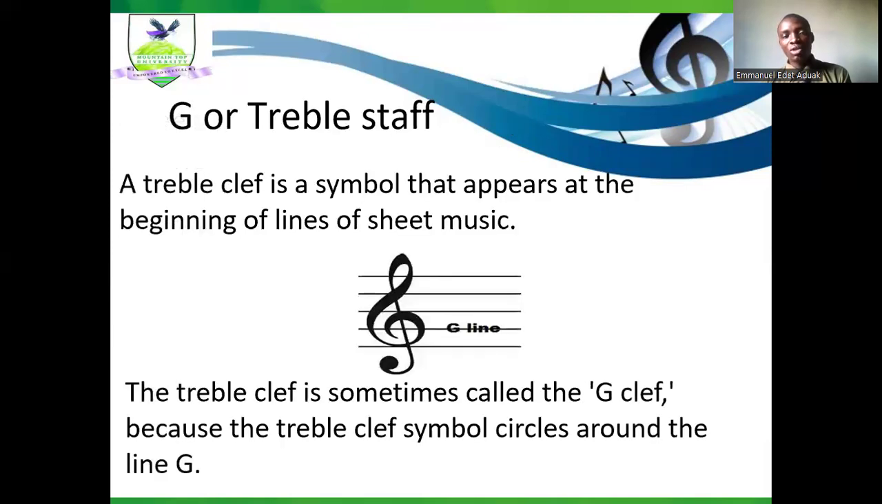Now let's look at the treble clef or G clef. A treble clef is a symbol that appears at the beginning of lines of sheet music. You can see the symbol there. The treble clef is sometimes called the G clef. Why is it called the G clef? Because the treble clef symbol circles around the line G.